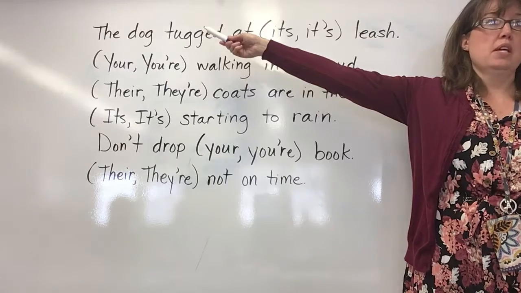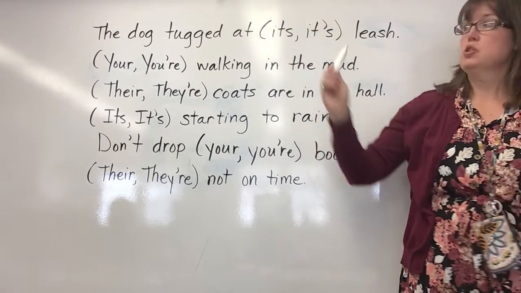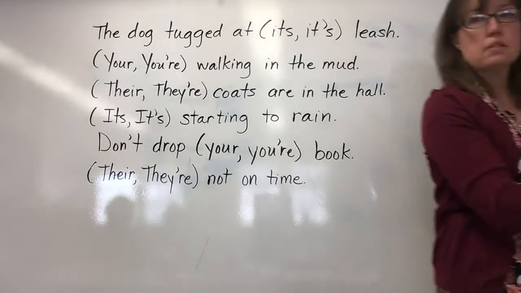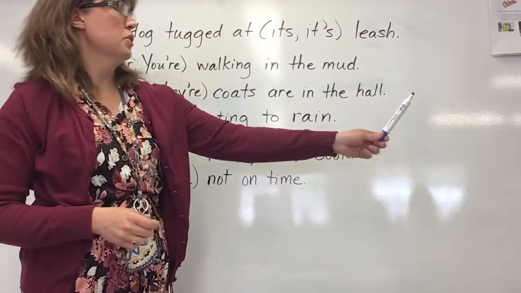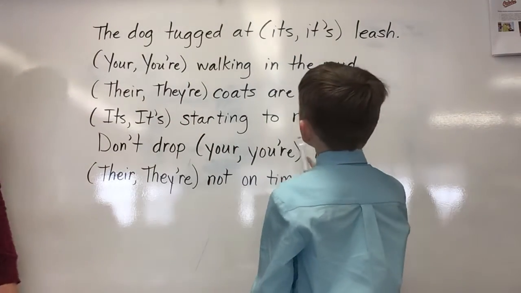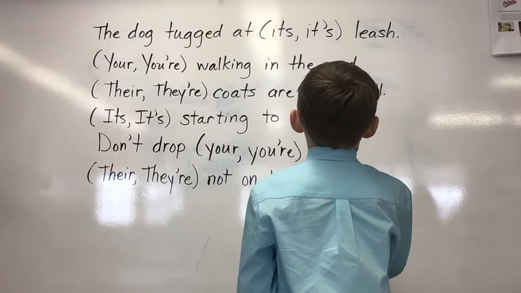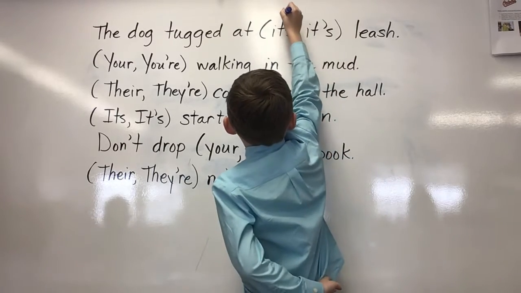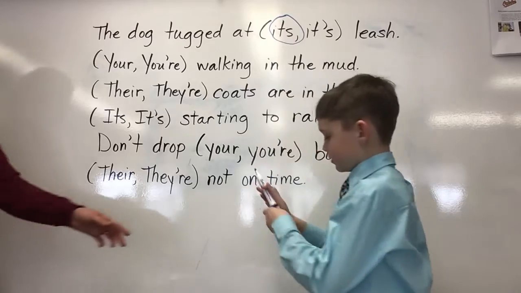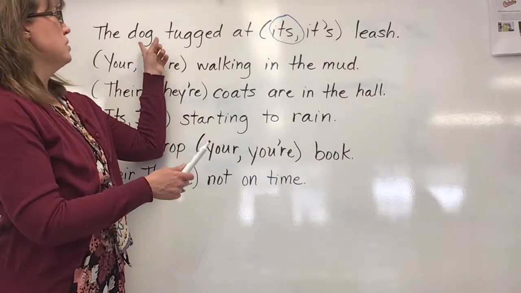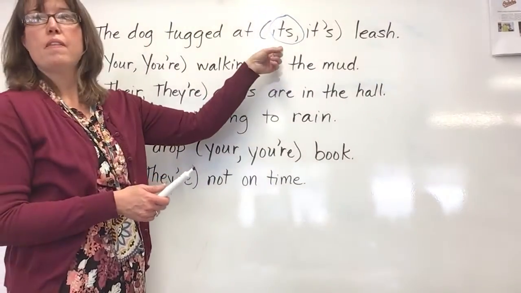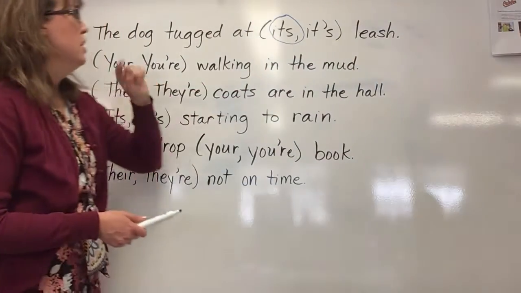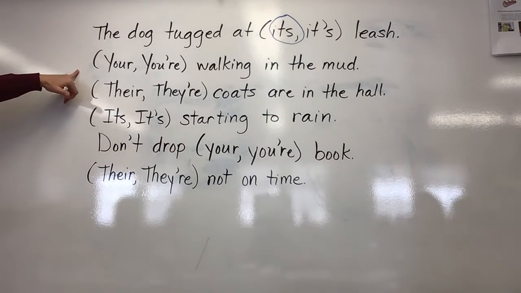So, who thinks they know the answer for this? Marshall? Okay, why don't you circle the correct answer? The dog tugged at its leash. Would we use the possessive pronoun or the contraction? Very good. Very good. So what's the dog possessing? Leash. Leash. Okay. Next one. You're walking in the mud.